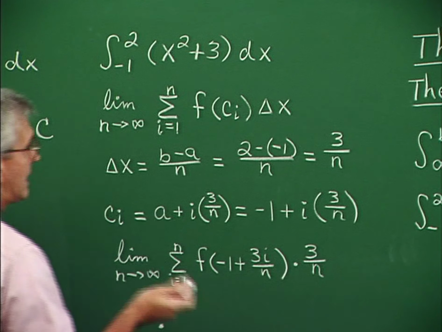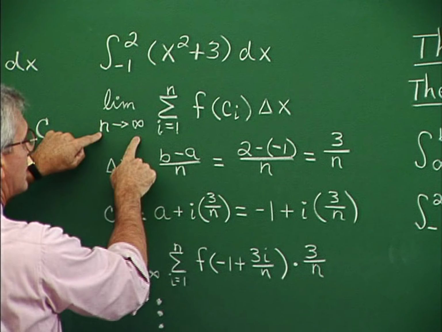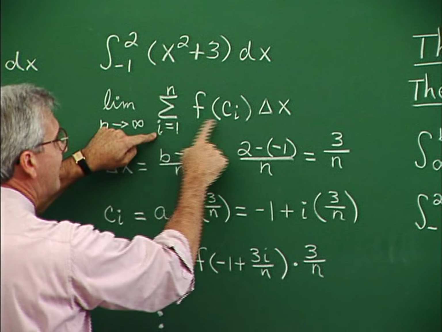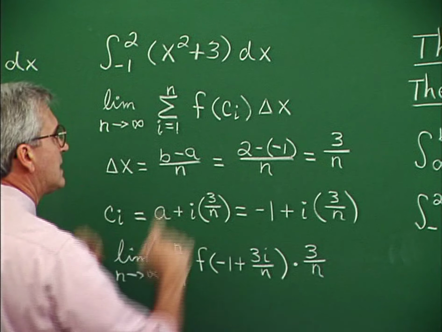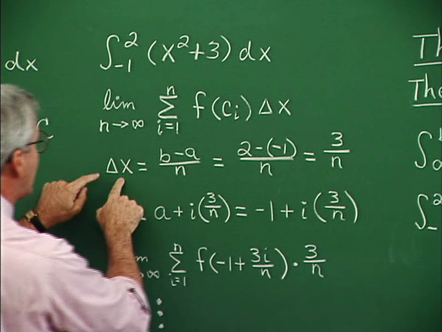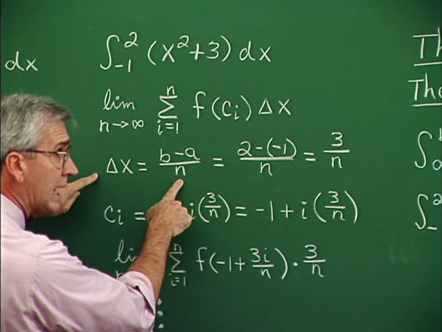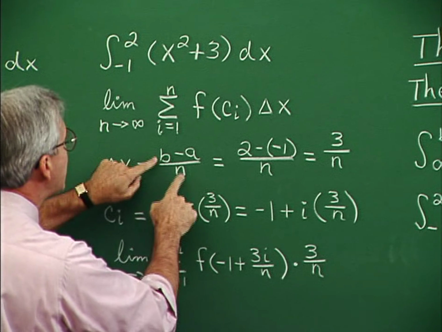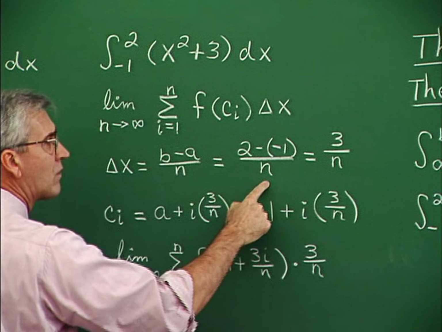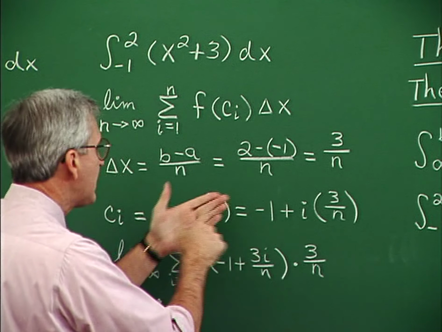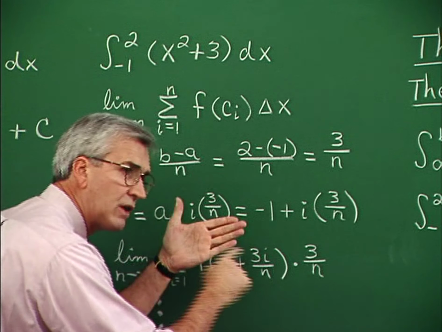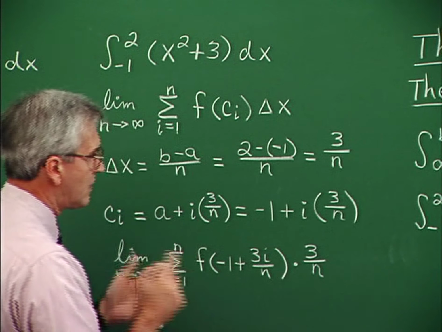Okay, so we make the calculation as the limit as n approaches infinity of the sum as i runs from 1 to n of f of c subscript i times the delta x. And we have a little calculation for all of these things. The delta x is found as b minus a over n. And the b is the 2 and the -1 is a, so it's 2 minus -1 over n. 3 over n then would be the delta x amount, the width of each of those rectangles.